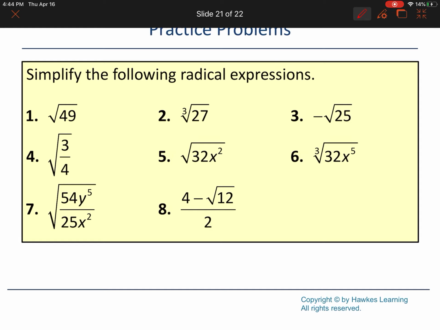Okay, here's some practice problems. Pause the video and work out these practice problems, and come back and I'll show you the answers. And if you have any questions, be glad to talk about it in class next time.